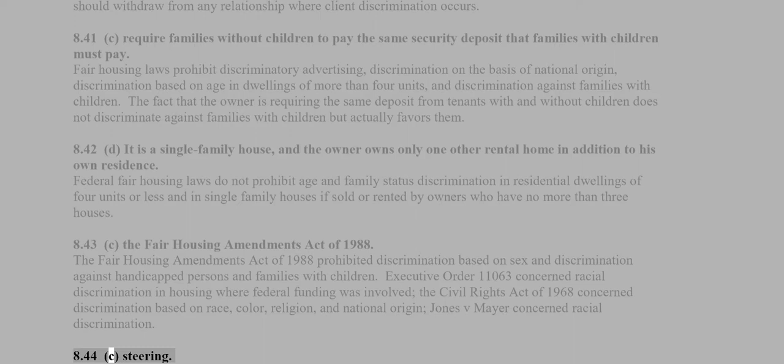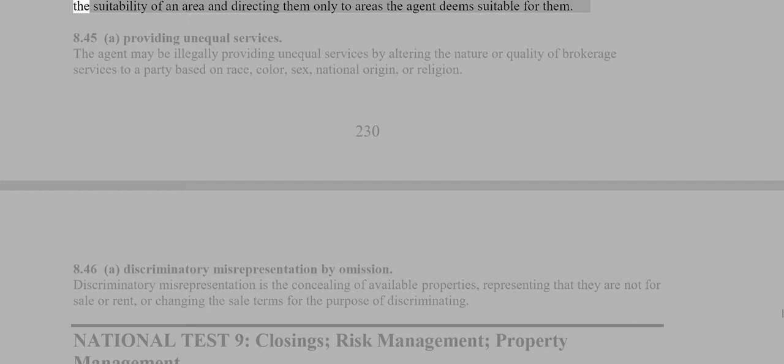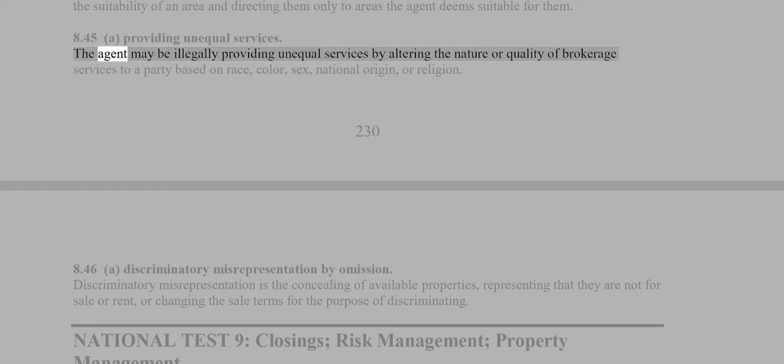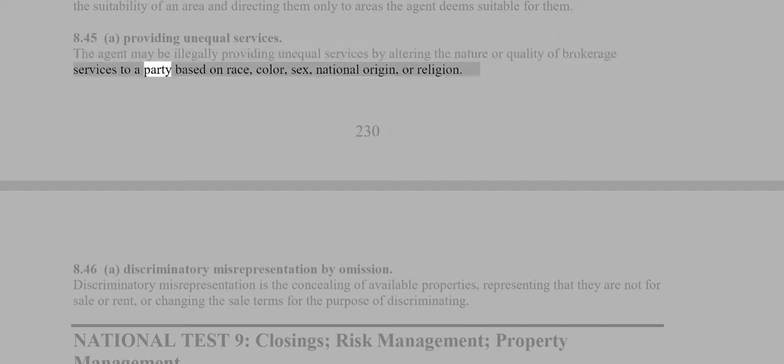8.44 c. Steering. Steering is the illegal practice of limiting customers' choices by encouraging or discouraging them about the suitability of an area and directing them only to areas the agent deems suitable for them. 8.45 a. Providing unequal services. The agent may be illegally providing unequal services by altering the nature or quality of brokerage services to a party based on race, color, sex, national origin, or religion.